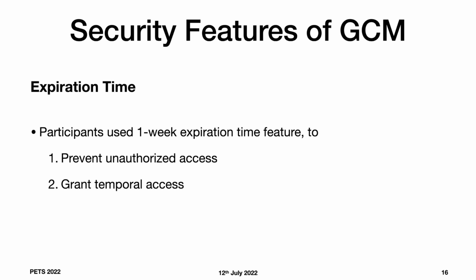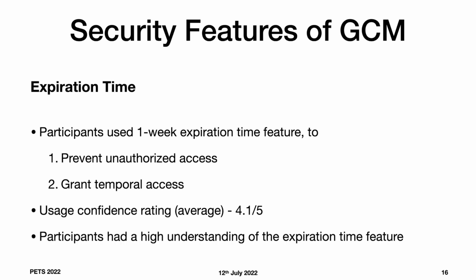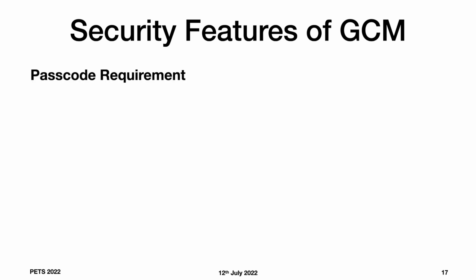The participants did not choose a shorter expiration time because of the concern that emails might delete themselves before they were read by the recipients. Our participants' average confidence rating in using this feature was 4.1 out of 5. Overall, our participants had a high understanding of the confidential mode's expiration time feature. Next, we looked at the passcode requirement feature.